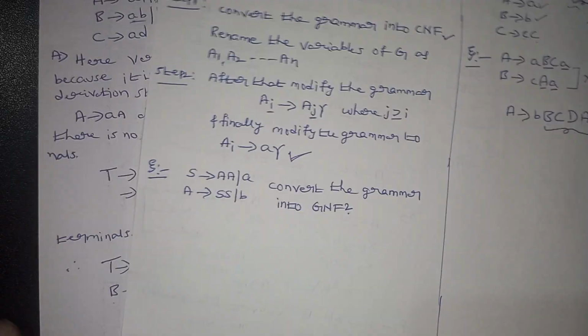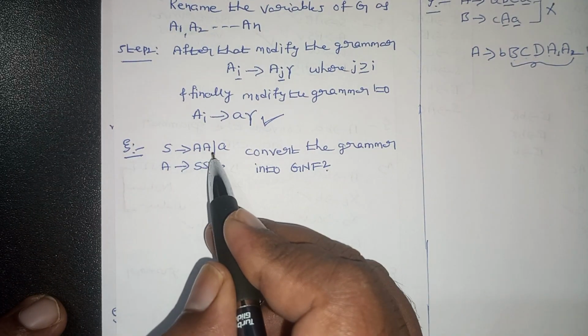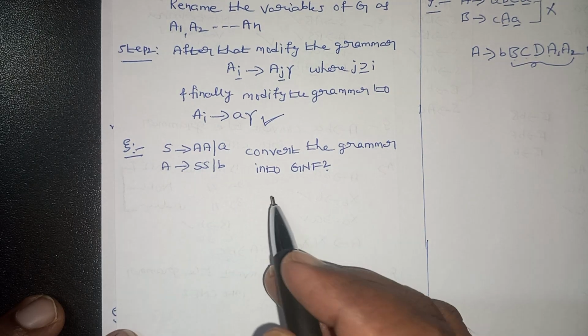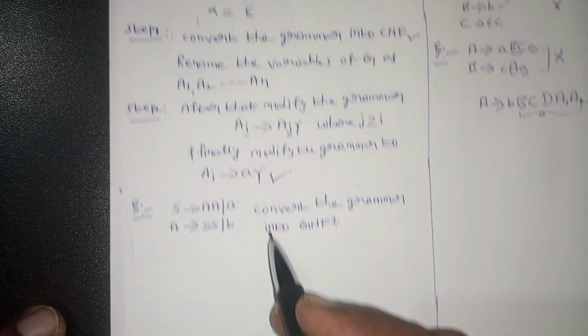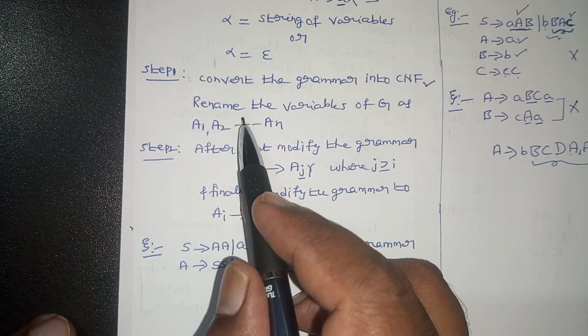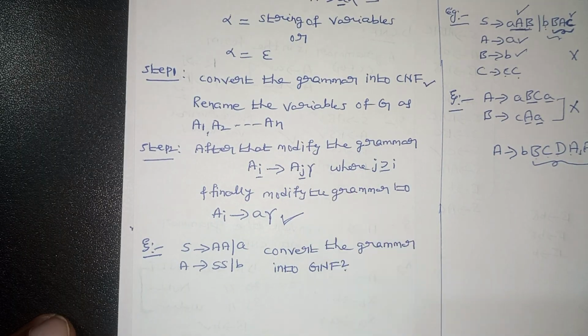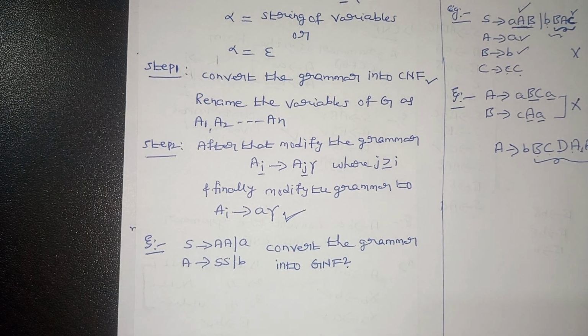Now you see here, this is in the CNF, this is in the CNF. There is no problem; the given grammar is in the CNF. Next, what you have to do? Rename the variables of G as A1, A2, up to An. I already solved the example.